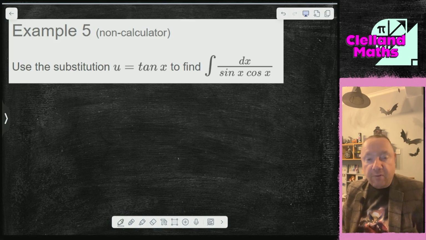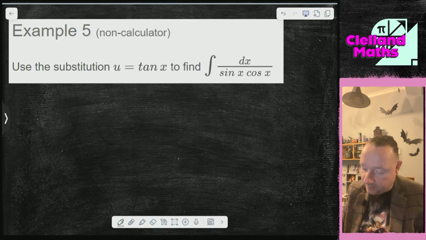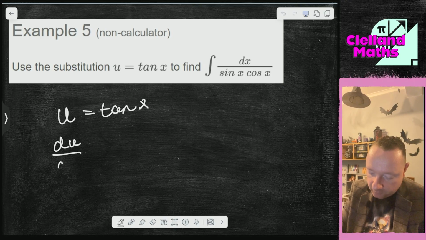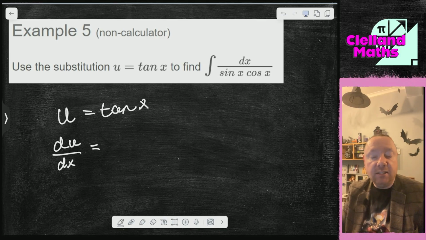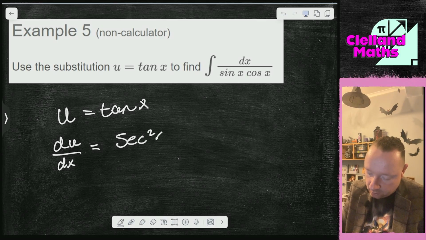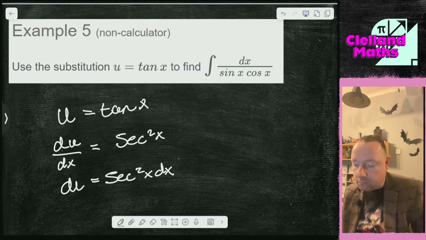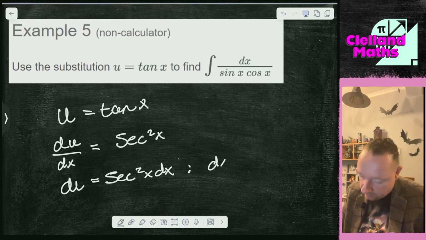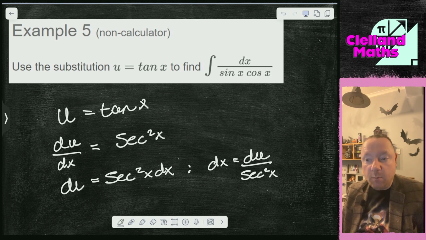So I'm done there. Example 5, use the substitution u equals tan x to find this. So if I was using substitution, integration by substitution, I need to find the du by dx. So start of exam paper tells you that tan x differentiates to sec squared x. So that means that du is equal to sec squared x dx. Or in other words, dx is du over sec squared x. You might think that doesn't help us, but let's just keep going and see what we get.